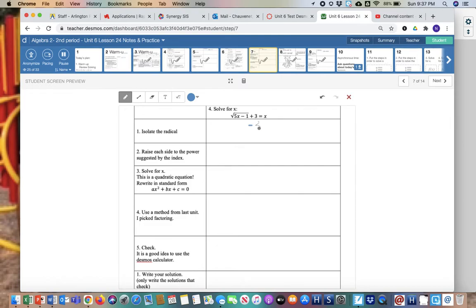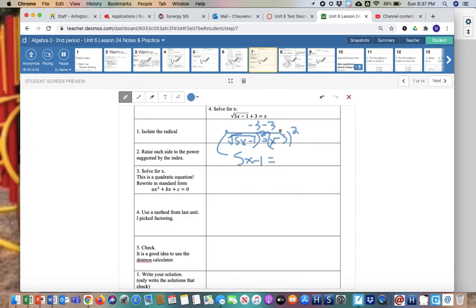So I need to get that radical alone. So I subtract 3 from both sides. So now I get the square root of 5x minus 1 equals x minus 3. So now raise it to the power suggested by the index, which means I'm going to square both sides. So I go square, square. So on the left side, they just cancel. So I just get 5x minus 1.